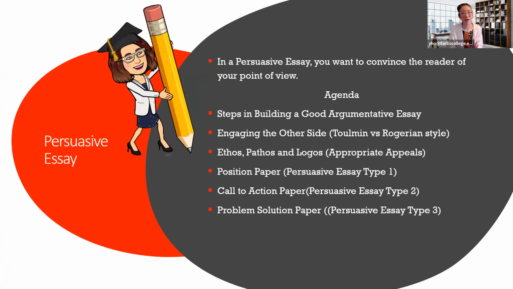Anyway, so here is the rest of today's presentation. I'm going to talk about steps in building a good argumentative essay, how to engage the other side so that your paper is fair and balanced and you avoid fallacies. Then I'm going to go over more about ethos, pathos, and logos. And then the last three things I'm going to go over are the three kinds of persuasive papers that you can write about in the Week 9 forum. You can write about a position paper, a call to action paper, or a problem solution paper.